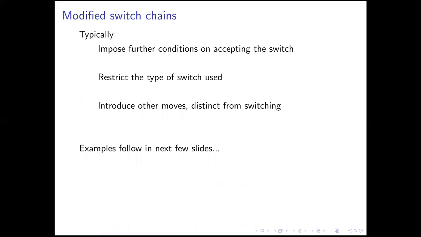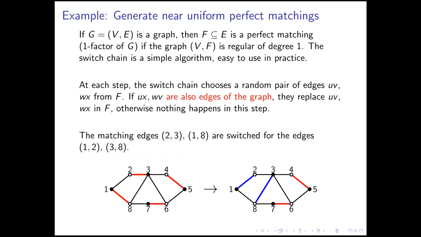Okay, now once you've got a chain, the first thing you want to do is play about with it. So typically, the way that we can modify switch chains is to impose further conditions on accepting the switch, restrict the number of edges accepted, restrict the type of switch used. Triangle switches will be an example of that. Or we can introduce other moves in the chain as well as switching, such as adding or deleting vertices. Examples on the next few slides.